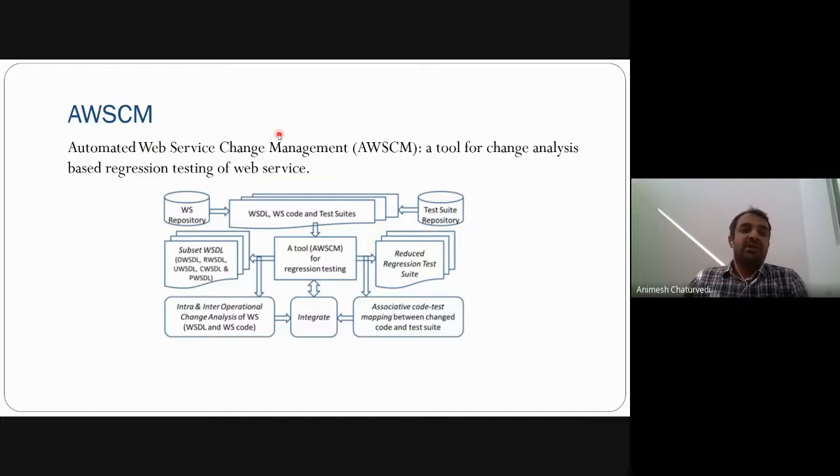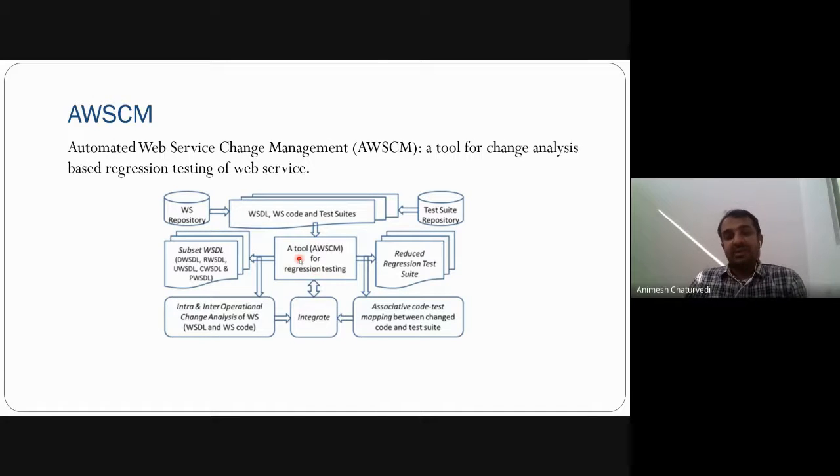For this, all these things are being automated and coded as automated web service change management, which is a kind of tool that does the change analysis for regression testing of web services. What it does is it takes a web service repository, and test suite repositories are taken out, and WSDL and WS codes are taken out, and test suites are also taken out. So with all these things, the tool is generated.